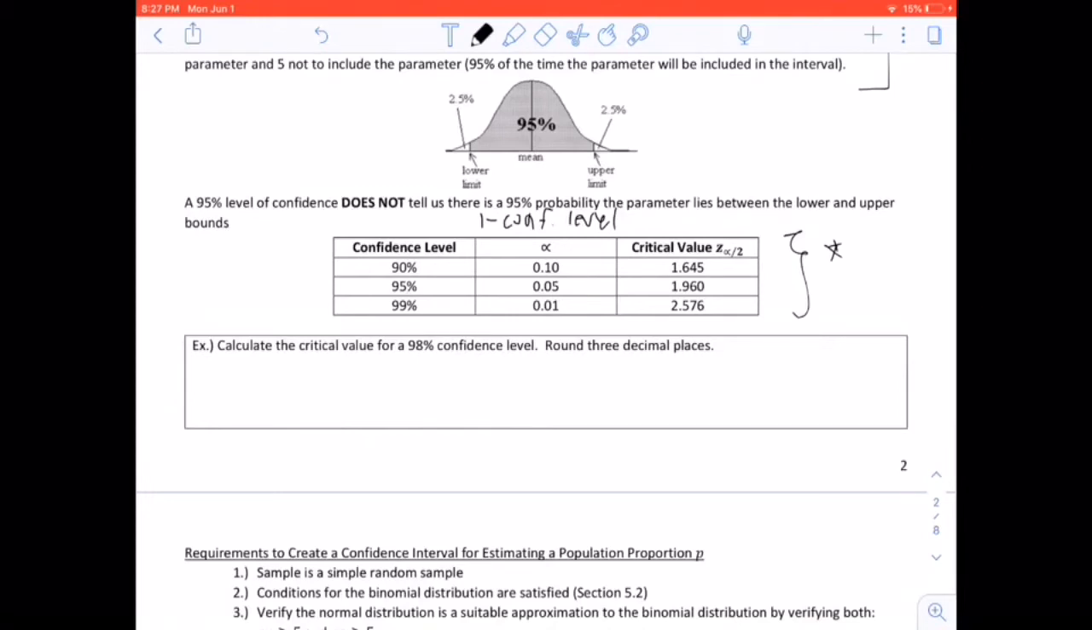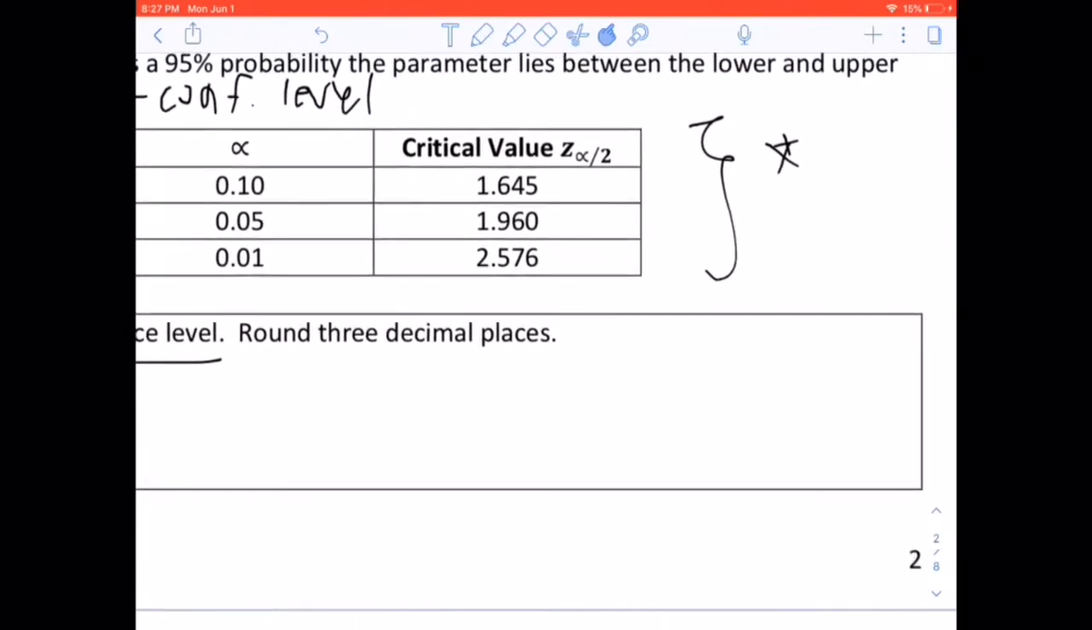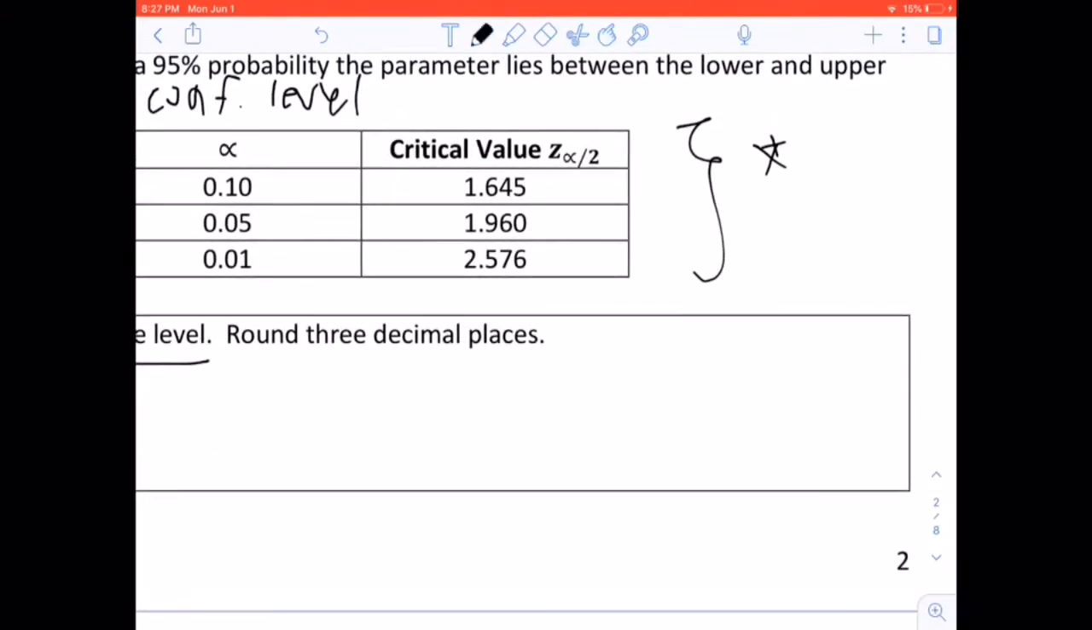To calculate the critical value for a 98% confidence level, which is one that's not on our table, I want to go through this because not always are these confidence levels going to be 90, 95, and 99. They can be other values. In order to do this, I'm going to draw my bell-shaped curve to get a visual approach on this. So drawing my bell-shaped curve.